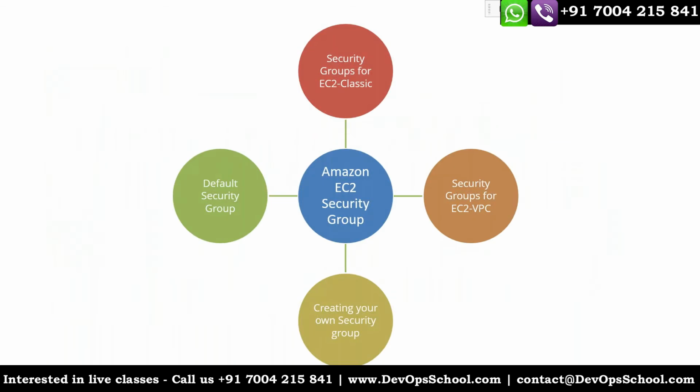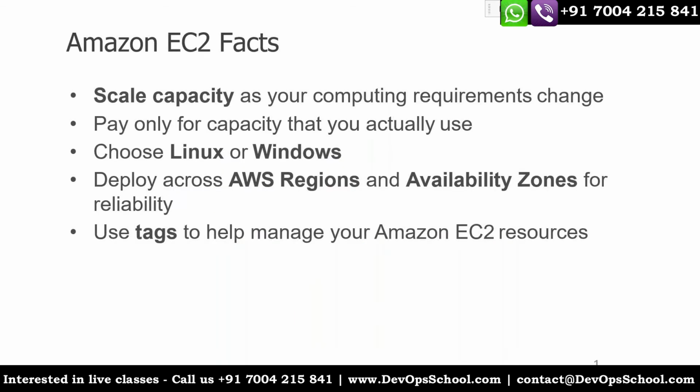Okay. So here, look at this. Amazon EC2 security group: you can have a security group for EC2 Classic, and you can also set up the default security group for the VPC. Creating your own security group is also possible. So yeah, these are the parts of it.